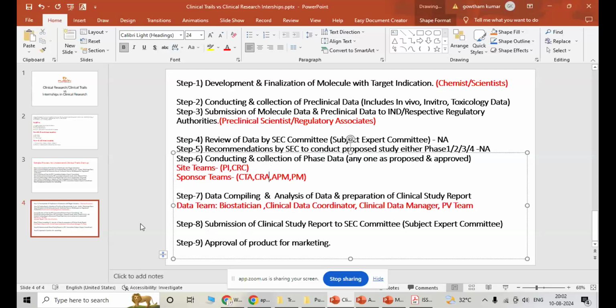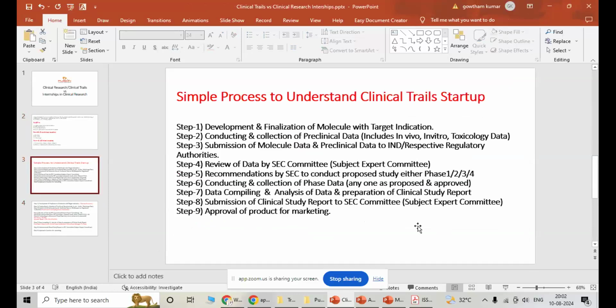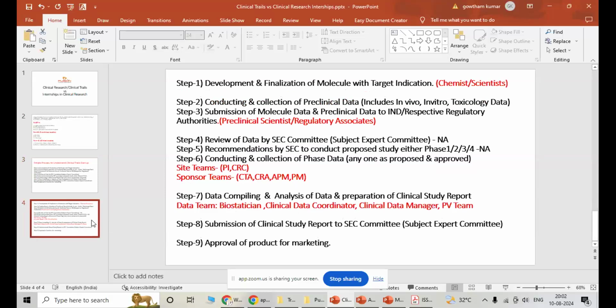This is just what the roles are, what options we have, and where we need to work. What are the steps by which the drug will be developed, where the preclinical studies will be done, where the clinical studies will be done, and how the clinical studies will be conducted, whether as phase 1, 2 or 3. It all depends upon the SEC recommendations. So you choose what roles you want and where you need to work. So this is the basic thing.